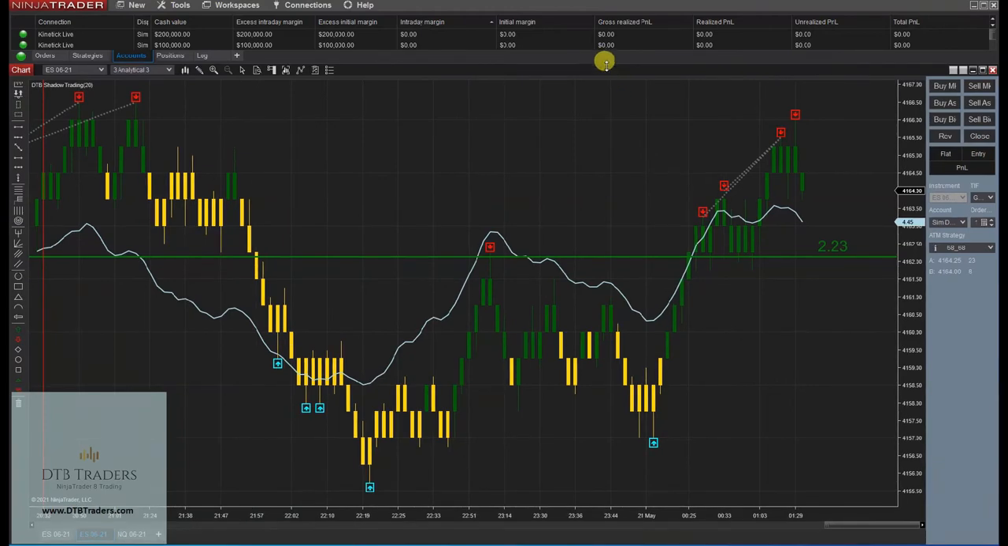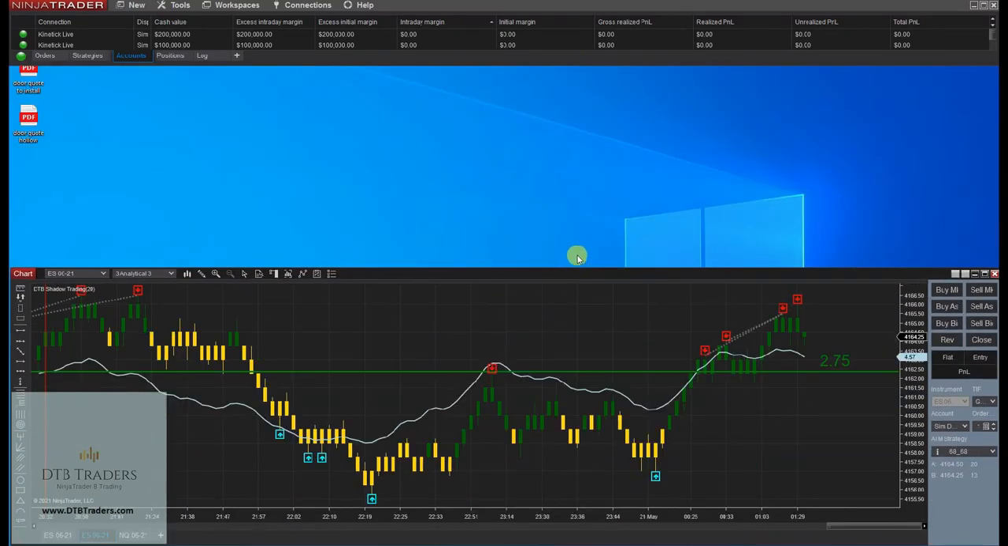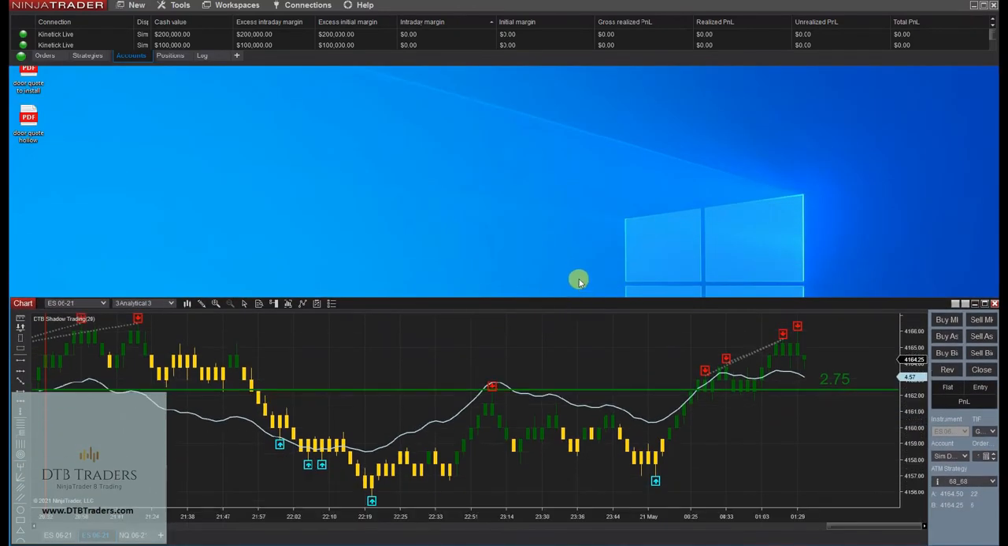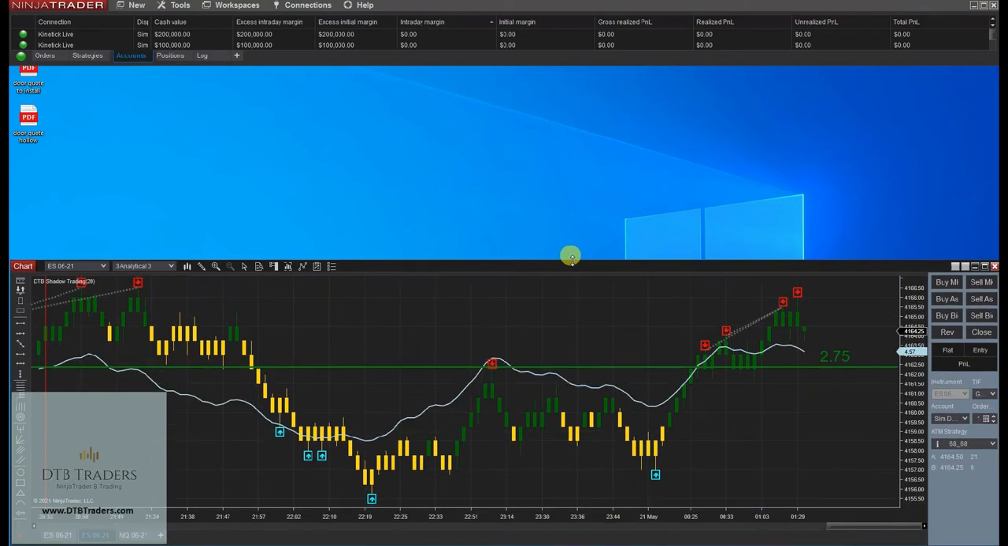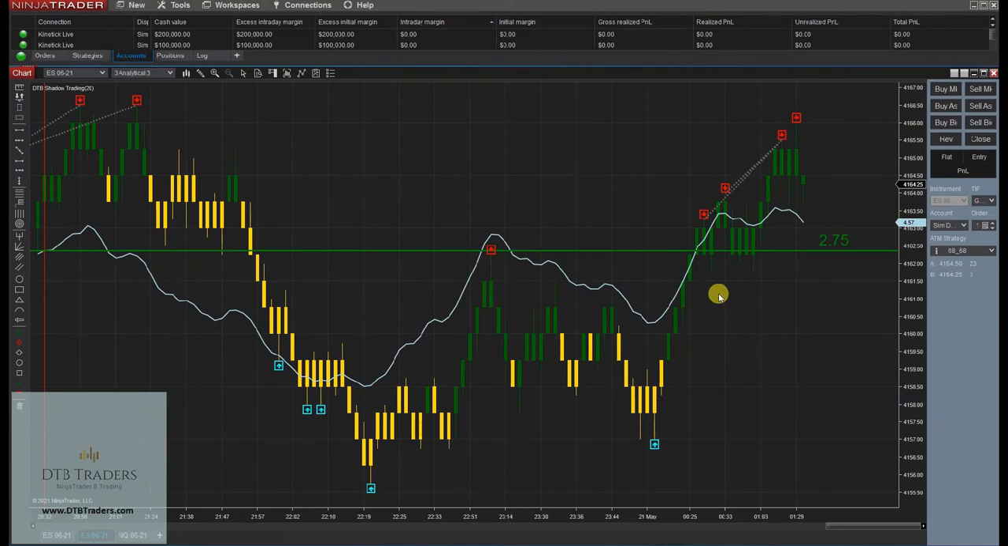You can limit the size of this chart. As an example, you can decrease the size of the chart like this, but always keep it to the length of your screen, because that's how it's going to display accurately on your system.